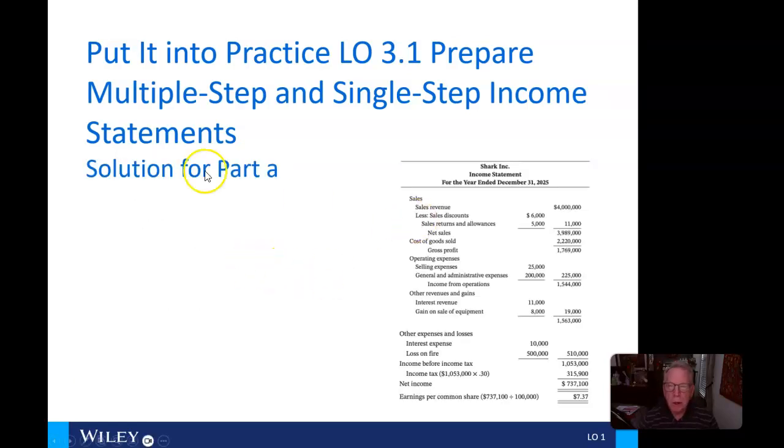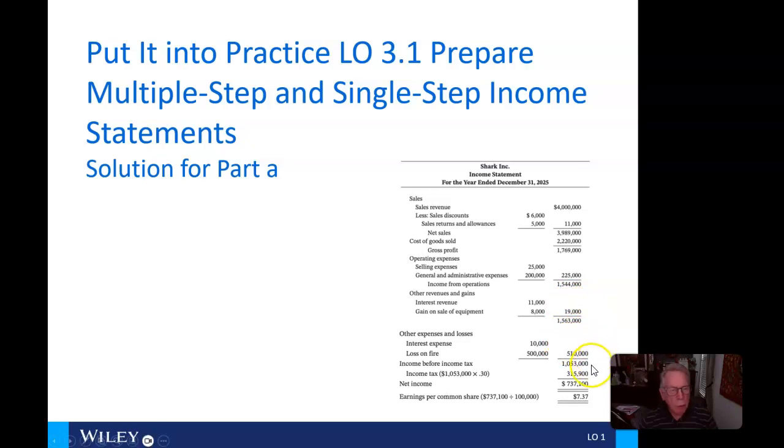So if we do that, if you can see these small things, we're going to put our revenues up here, less, this is going to be a multiple step, right? Less our sales discounts, sales returns, and allowances. We get net sales, back out cost of goods sold to get to gross profit. We have our operating expenses, which are selling and general and administrative. And then we have our other revenues and gains, 19,000, and other expenses and losses, 510,000.